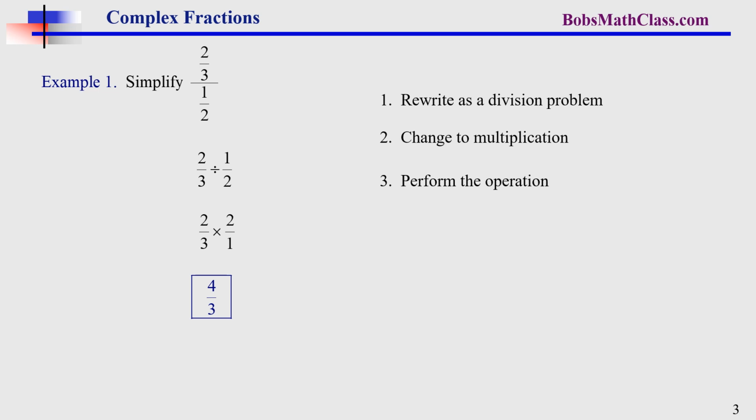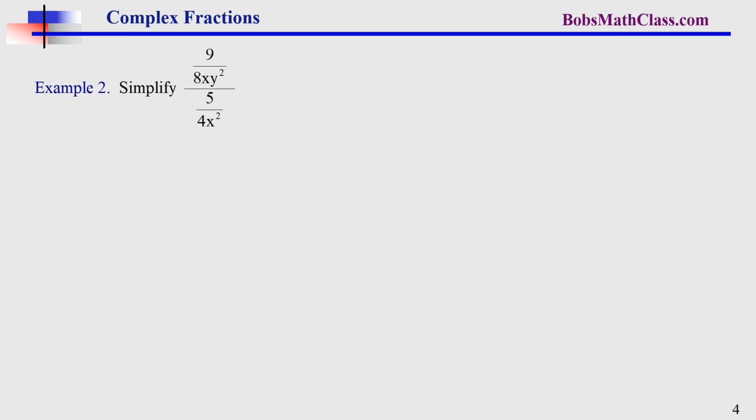This problem was an arithmetic problem. There's no variables. This is an algebra class, so we need to add some algebra to it. Add some letters. Some factoring. Okay, so it's the same procedure. It's the top fraction divided by the bottom fraction. So rewrite it as a division problem. The top fraction is first, then we put a division symbol, and then the bottom fraction is second.